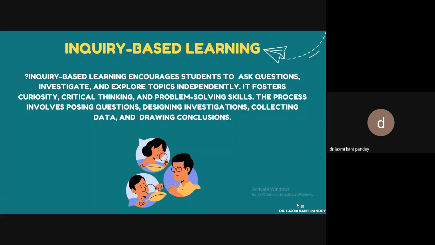But here, we are not giving a very vast project. We are giving very small questions to the students, and students are thinking about those problems and coming up with solutions related to the topic you are going to teach in the classroom. So this is called inquiry based learning. This is a very important innovative method which you can employ in your classes.